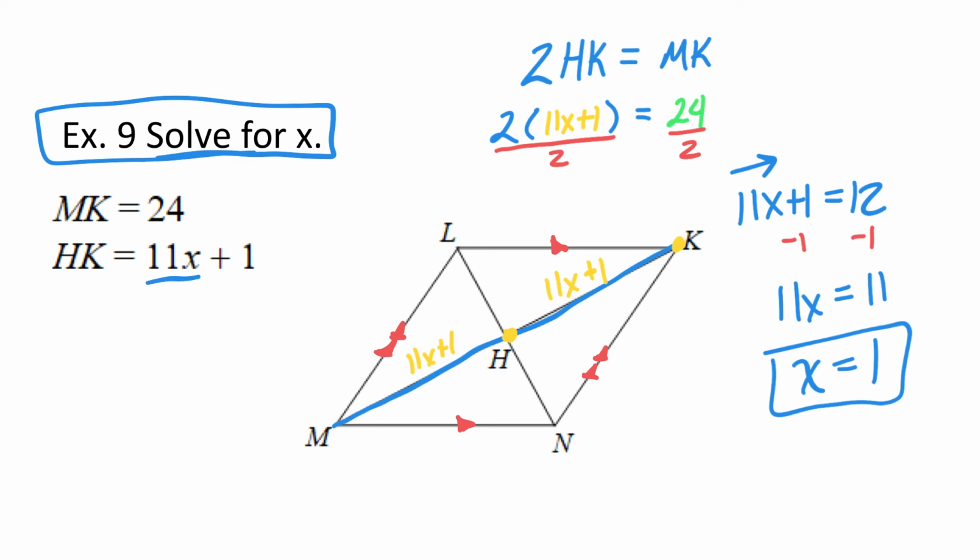You can double check your answer. Real easy math. 11 times 1 plus 1 is 12. 2 12s do make a 24.